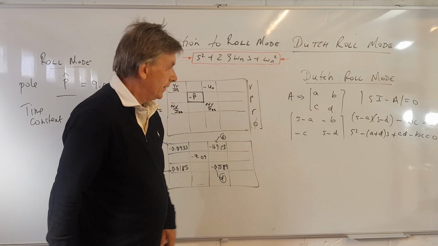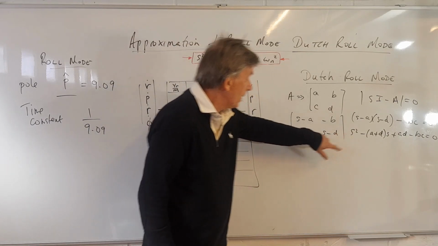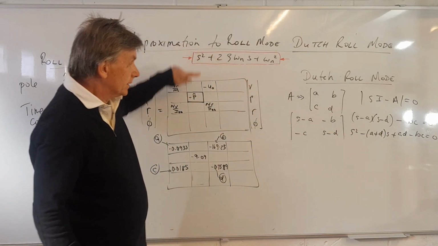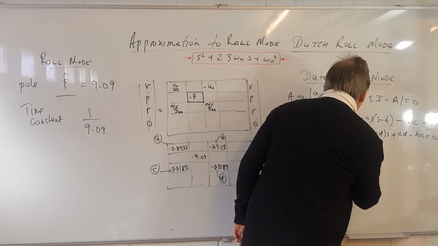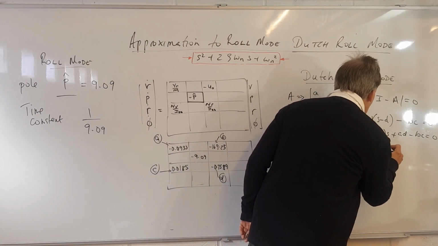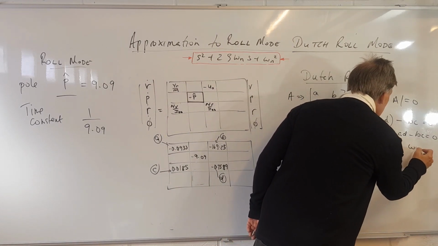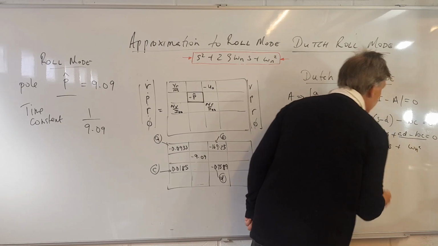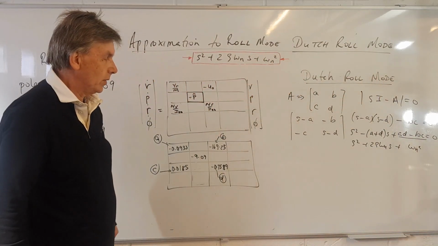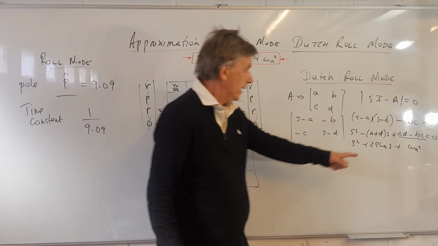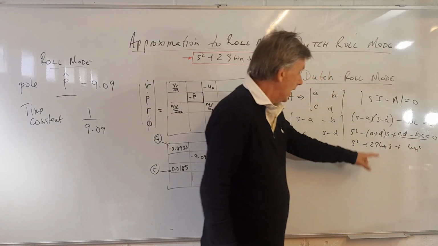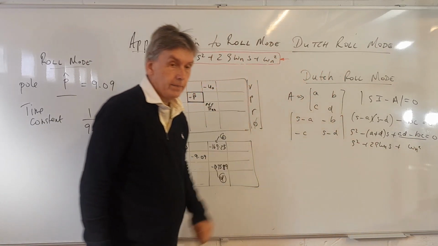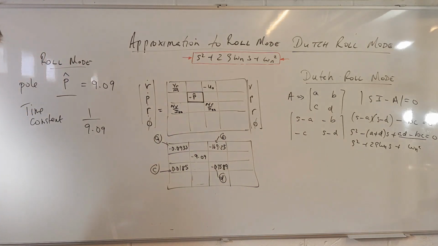And this now forms our second order system, which is the same as S squared plus 2 zeta omega n S plus omega n squared. That last term is the omega n squared. So we can then compare coefficients to get omega n and compare coefficients to get the damping ratio.